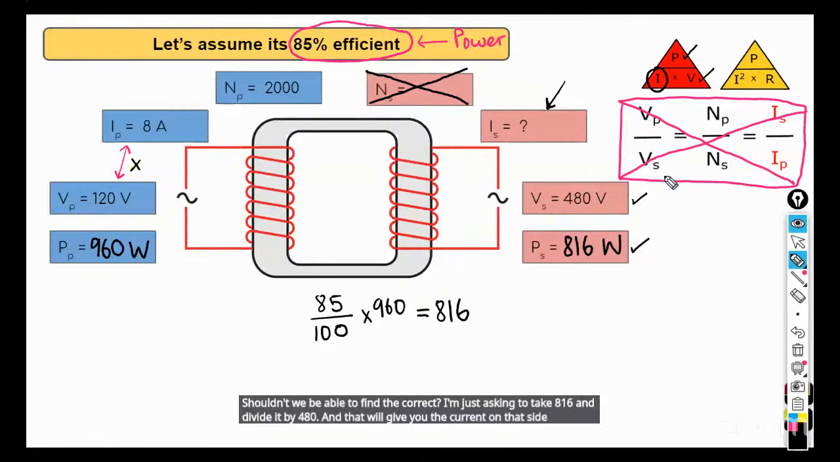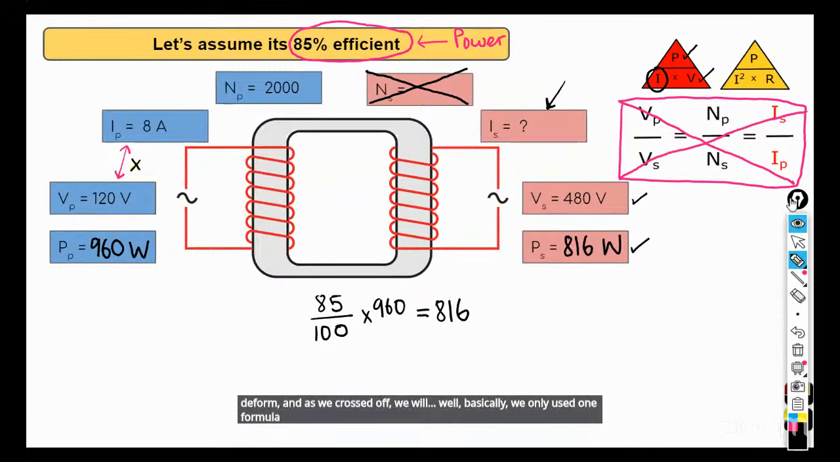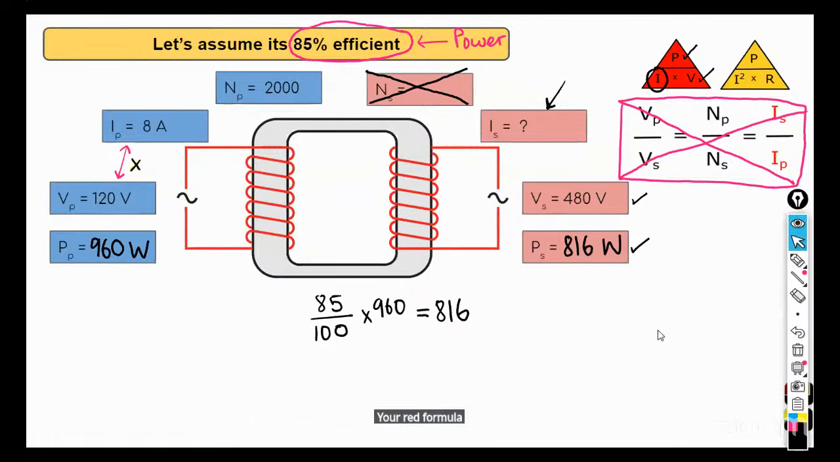So you notice we didn't use the formulas we crossed off. Basically, we only used one formula, the red formula. Some of y'all might find this easier than a regular, boring, ideal transformer question.